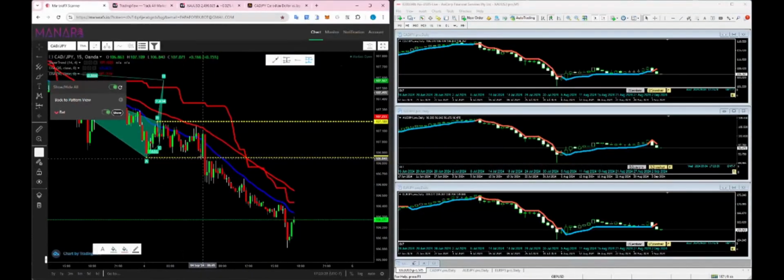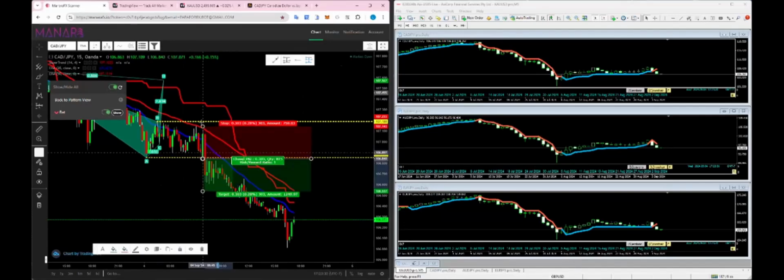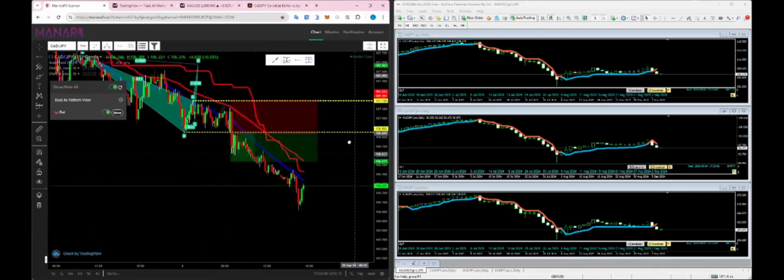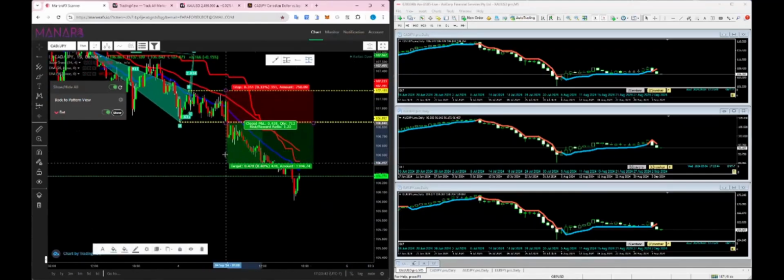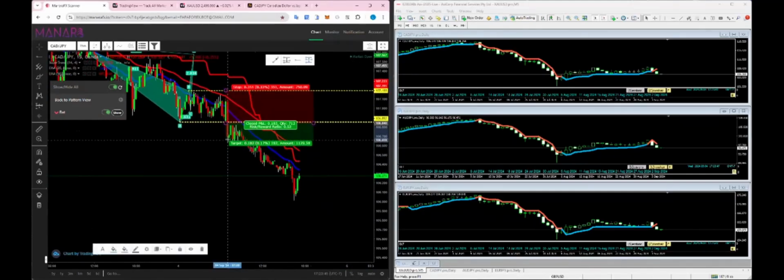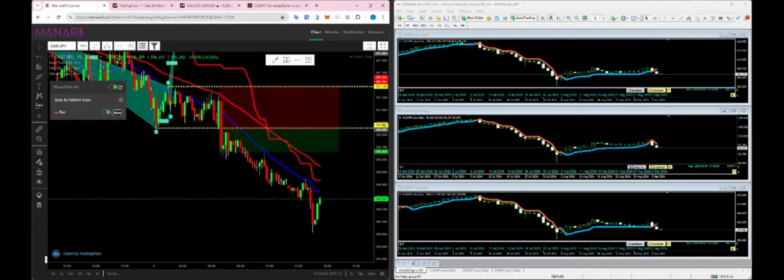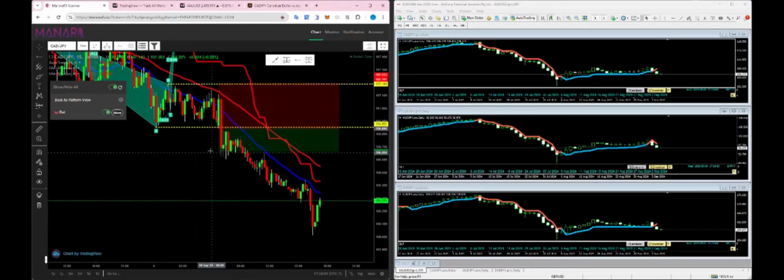Let me see. So right here, the entry will be here. Stop loss will be here. Let's mark it just for you to have an idea what could have happened if you were in the market at 2 in the morning. 449.50, there we go. That's the first TP1.